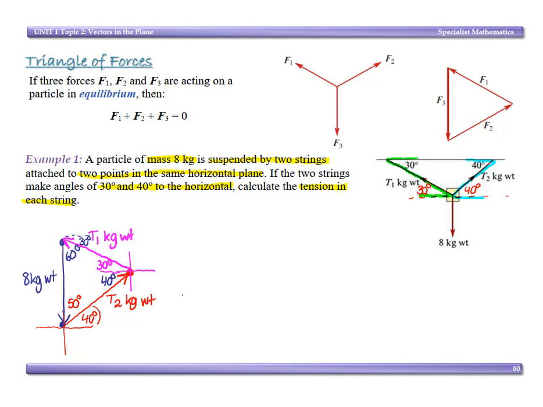So I'm just going to draw this triangle so you can see what's going on without all the extra bits of information. So we have T1, T2 and 8. This is 60, this is 50 and this is 70 degrees. Okay, so our sine rule.